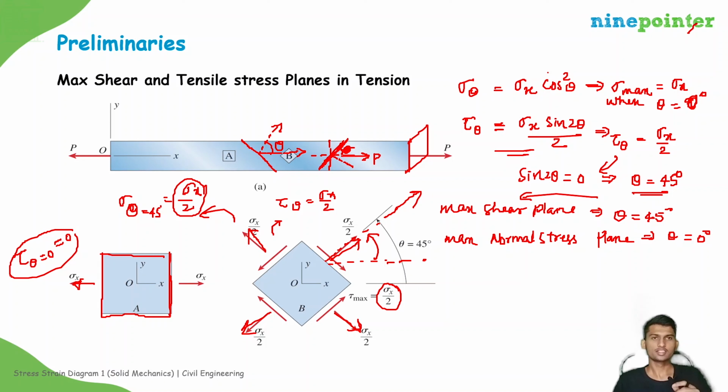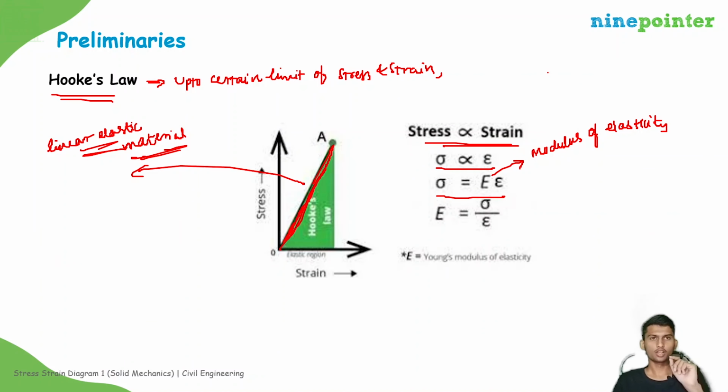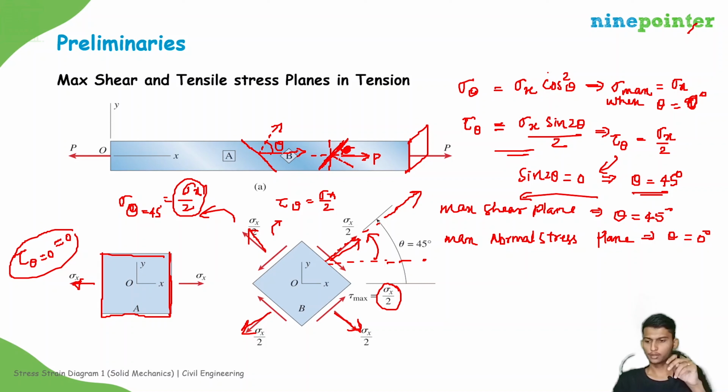And maximum tensile stress will occur when theta is equal to 0. Maximum shear will occur when theta is equal to 45. And about Hooke's law, sigma is equal to E into epsilon for a certain limit of stress. So the stress strain diagram in that region will be linear. So these are three preliminaries which are required to understand the stress strain diagram effectively.